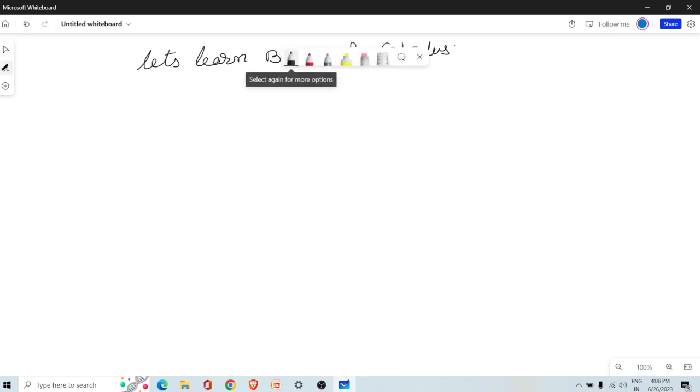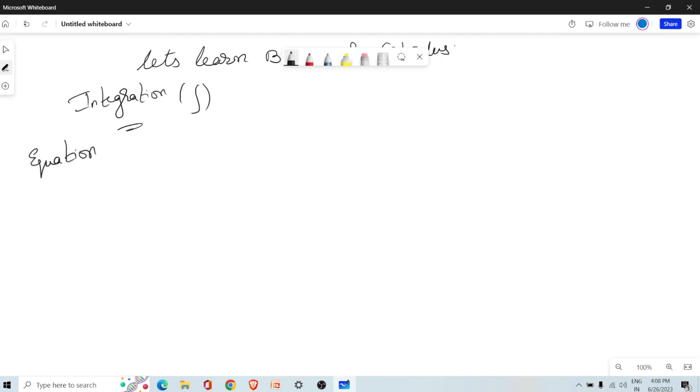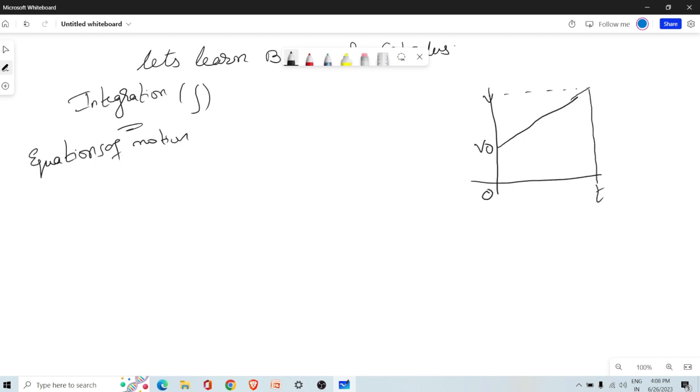Now let us see how we apply this integration. The symbol of integration is this calculus symbol. How do we apply integration to find equations of motion? If we take a graph with initial velocity v0 to the final velocity value v in t time, this velocity varies with respect to time.